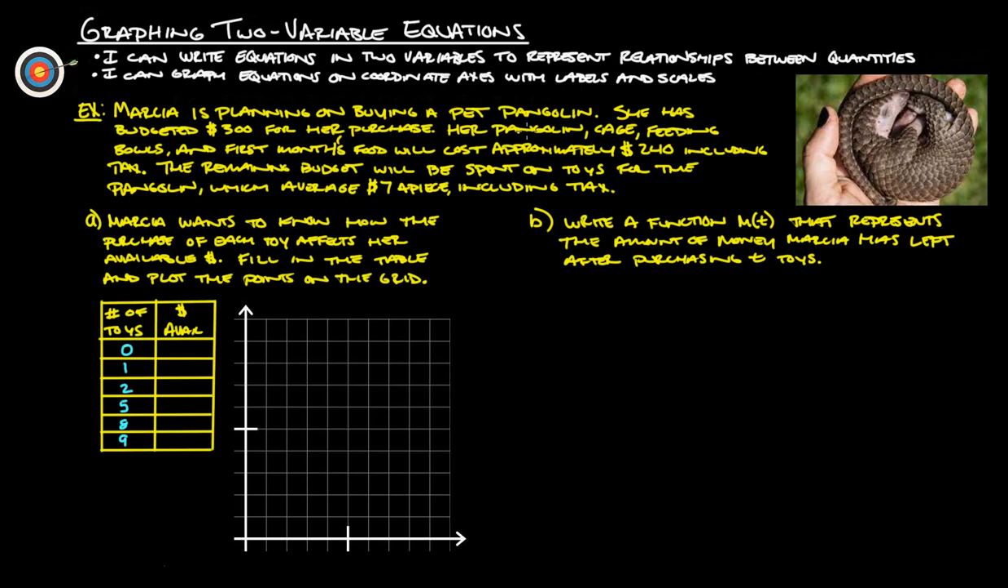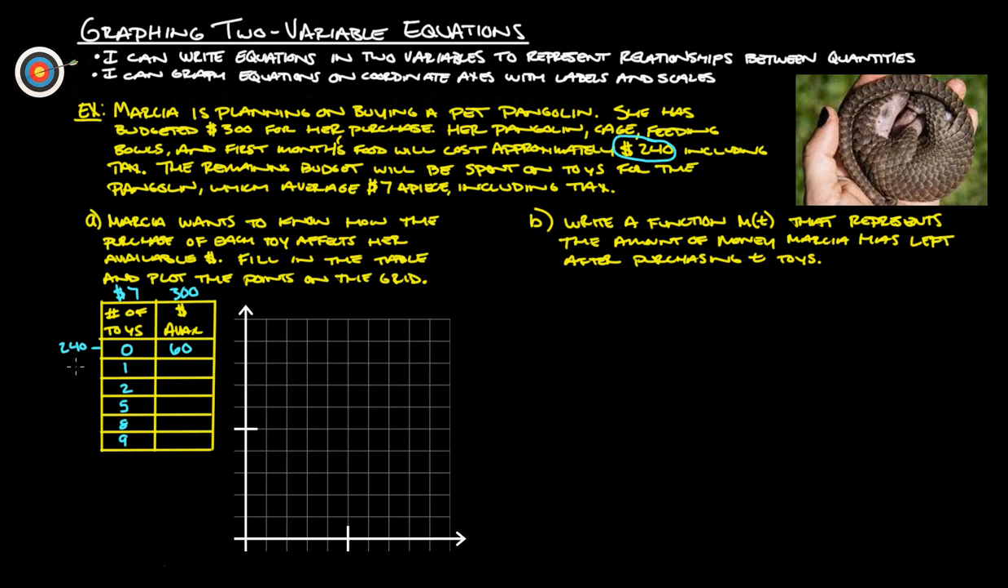So we know that she has $300 available, and then the number of toys. Each toy costs $7. She already knows she's going to spend $240 right off the top. So if she spends $240 and she subtracts the cost of 0 toys, that is going to leave her with $60 left.